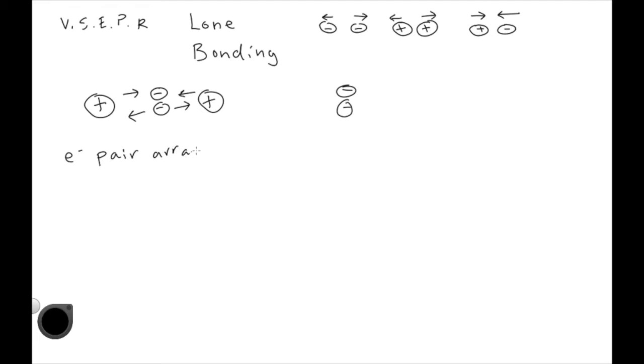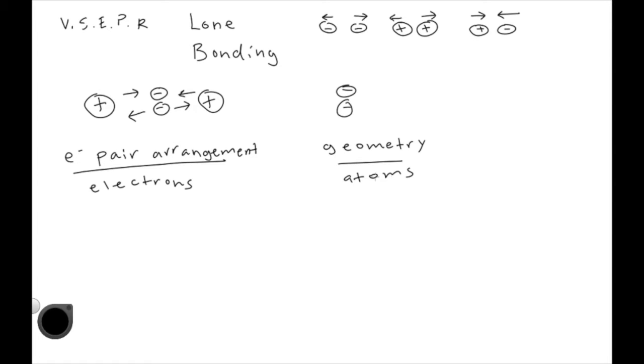We have electron pair arrangement, and this deals with the electrons, whereas the molecular geometry deals with the atoms themselves, right? And so if there are no lone pairs around the central atom, the electron pair arrangement and the geometry will be identical because each pair of electrons is attached to an atom.